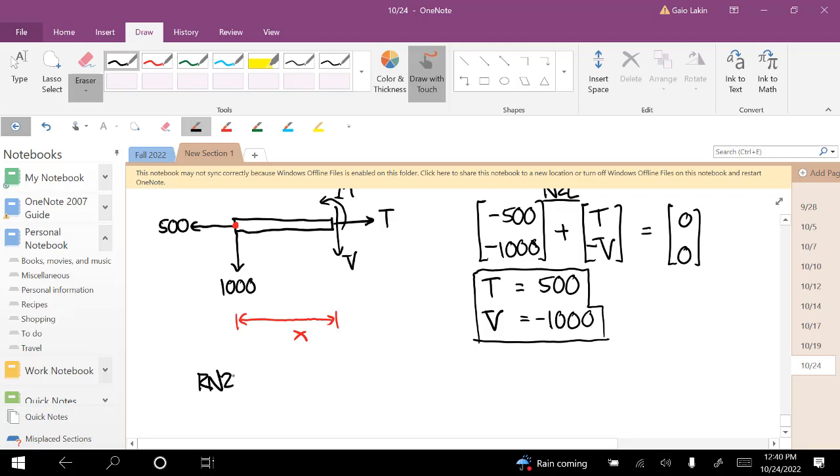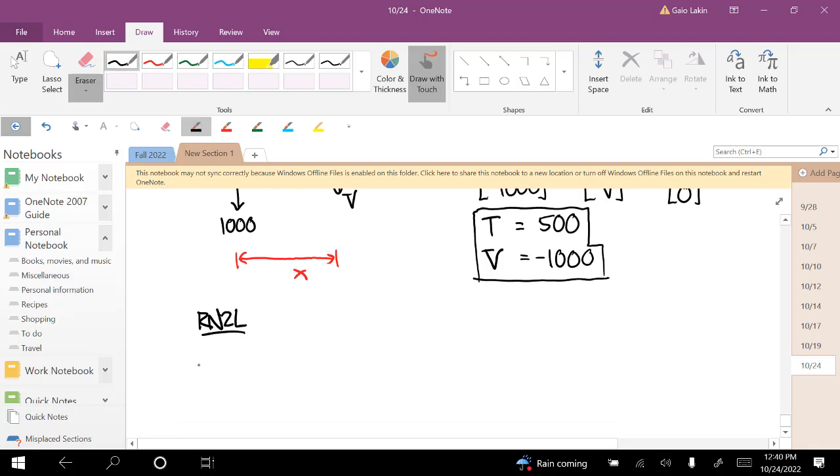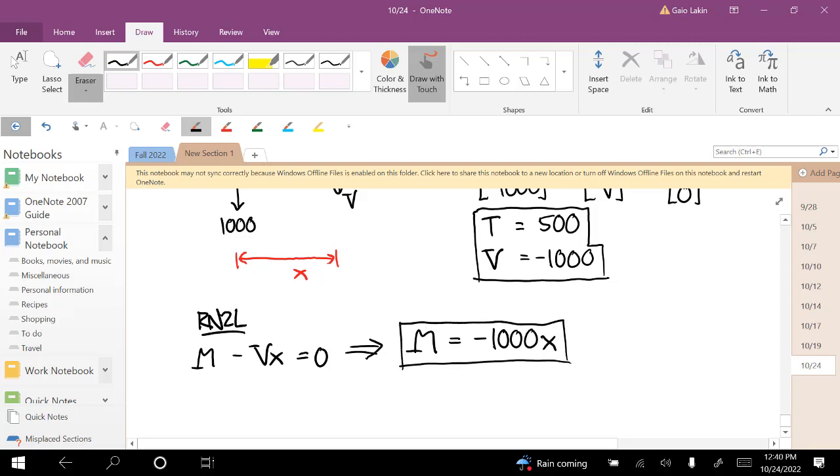And now the moment equation, the 500 and 1,000 don't produce any moments. So all we have are M minus Vx is equal to 0. And so M is equal to Vx, which is negative 1,000x. Any questions about that cut?